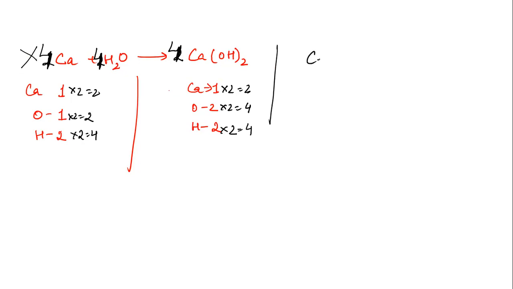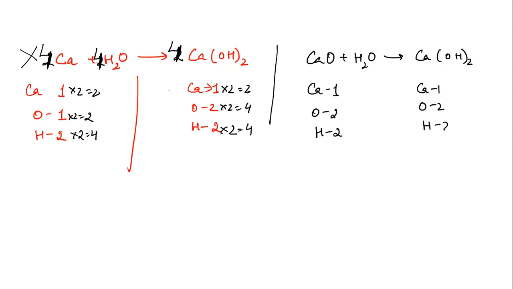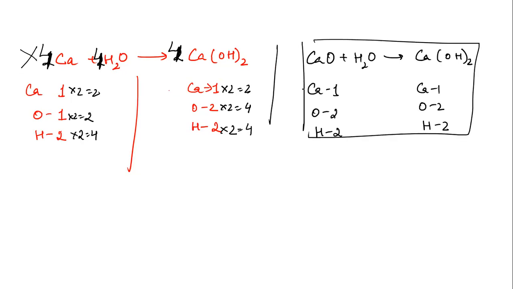Correct equation is CaO plus H2O gives you Ca(OH) whole twice. And in this case, everything is balanced before. Calcium 1, oxygen we have 2, hydrogen we have 2. Here, if you see, calcium 1, oxygen 2, hydrogen 2. Here, this is a wrong equation. No need to do it. This is wrong. Incomplete equation. Got it? Is that clear?